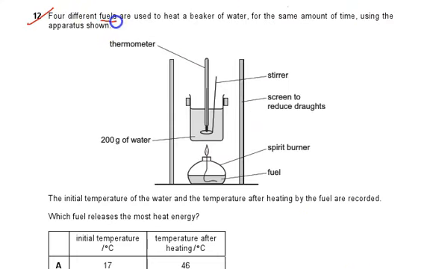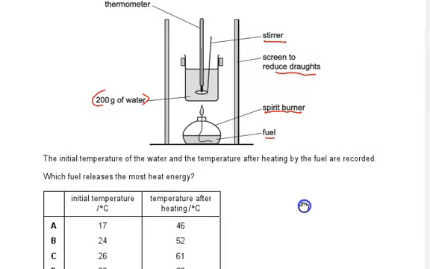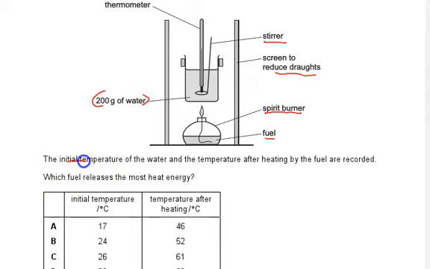Four different fuels are used to heat a beaker of water for the same amount of time using the apparatus shown. You have a thermometer and 200 gram of water, a screen to reduce draught, a stirrer, and a spirit burner with fuel. Now let us look at the question. The initial temperature of the water and the temperature after heating by the fuel are recorded. Which fuel releases the most heat energy?